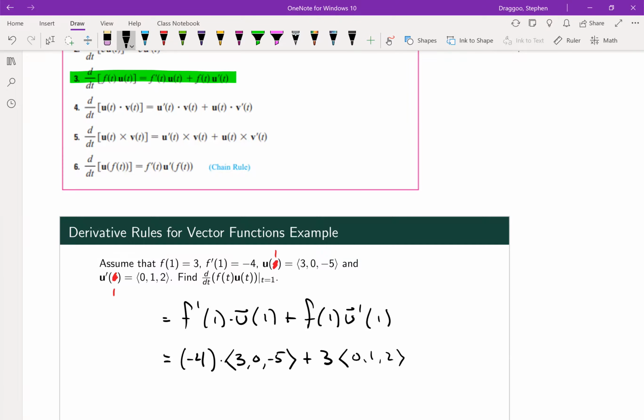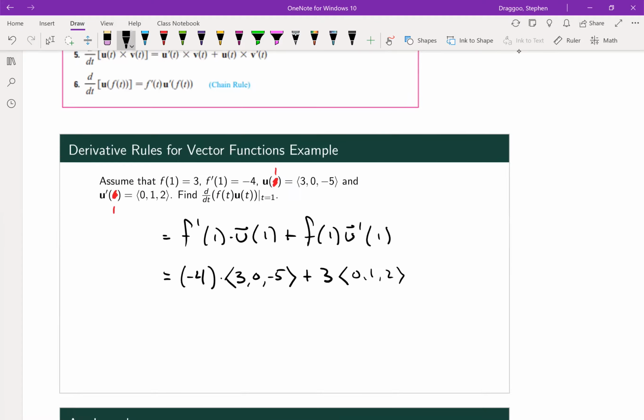And then this just becomes the sum of 2 vectors. So we look at that x component. I'll have -4 times 3 plus 3 times 0, which is -12. The y component, -4 times 0 plus 3 times 1, which is 3. And the z component, -4 times -5 plus 3 times 2 will be +20 plus 6, so 26. And there we have it.